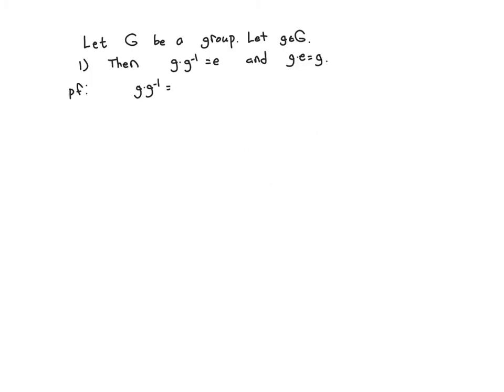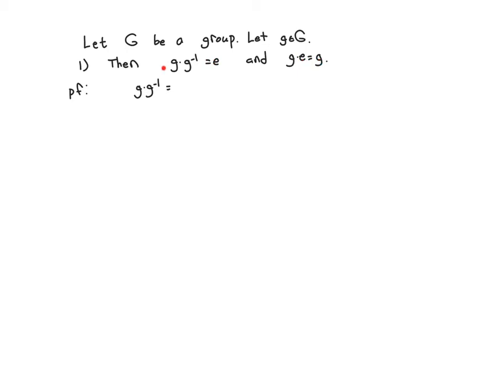So here's our first fact. Let G be a group. So that means we have a multiplication that is associative with a multiplicative identity and inverses. Let little g be an element of capital G. Then G times G inverse is the identity, and G times the identity is G.